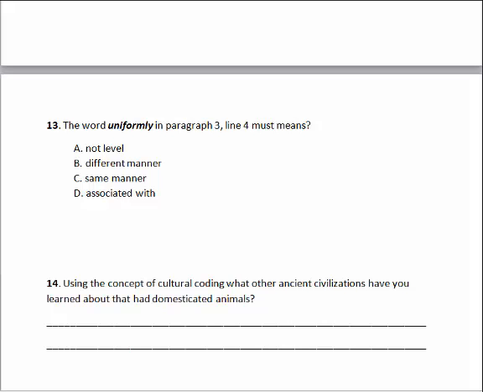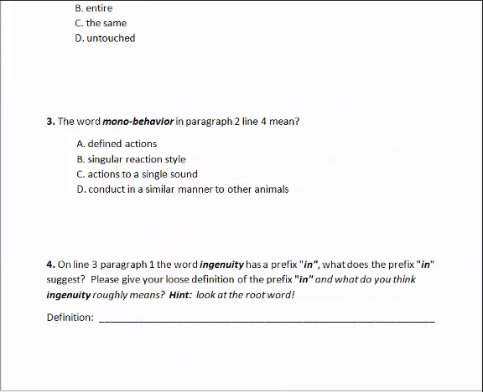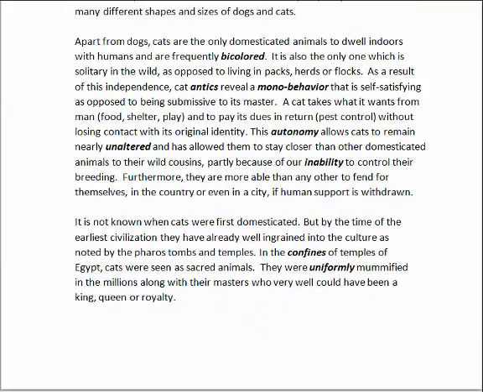Let's go ahead now and use a little bit of Scooby-Doo-ness. We'll go into paragraph 3 and look at the word in context to the other words. It says, they uniformly mummified in millions the masters, which could have been a king or whatever. The sentence before says, in temples in Egypt, cats were seen as sacred animals. And now we're talking about the tombs, we have mummies.